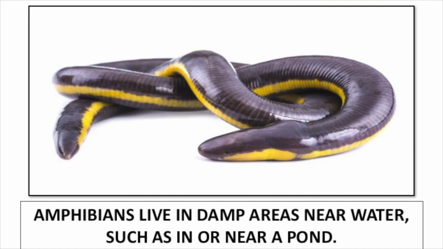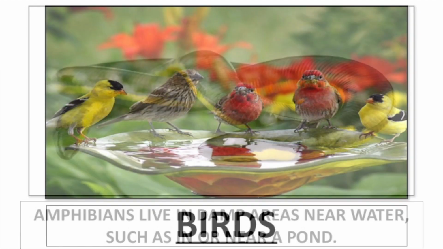And amphibians live in damp areas near water, such as in or near a pond. Yes, a pond is an excellent example of a habitat for amphibians. Very dark, damp, and wet. If you go to a pond, you will likely meet lots of amphibians, like this worm here. Then what's next?